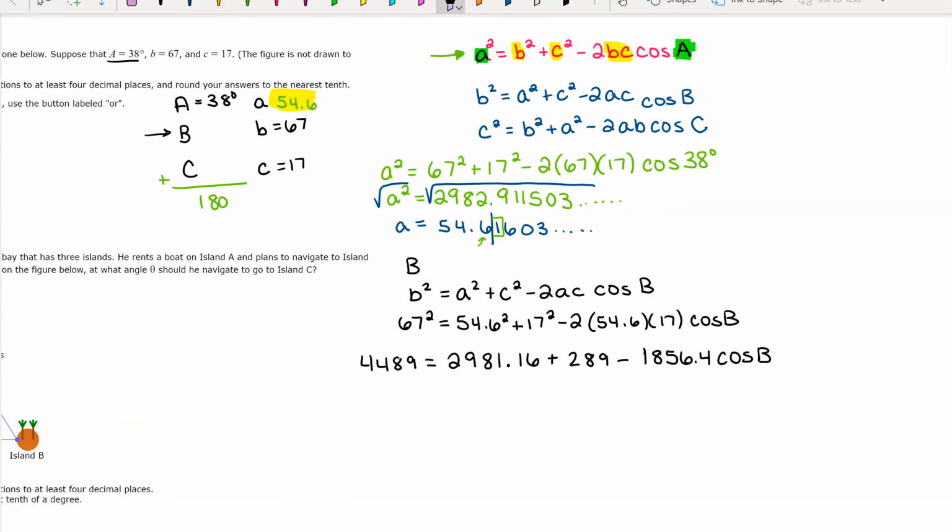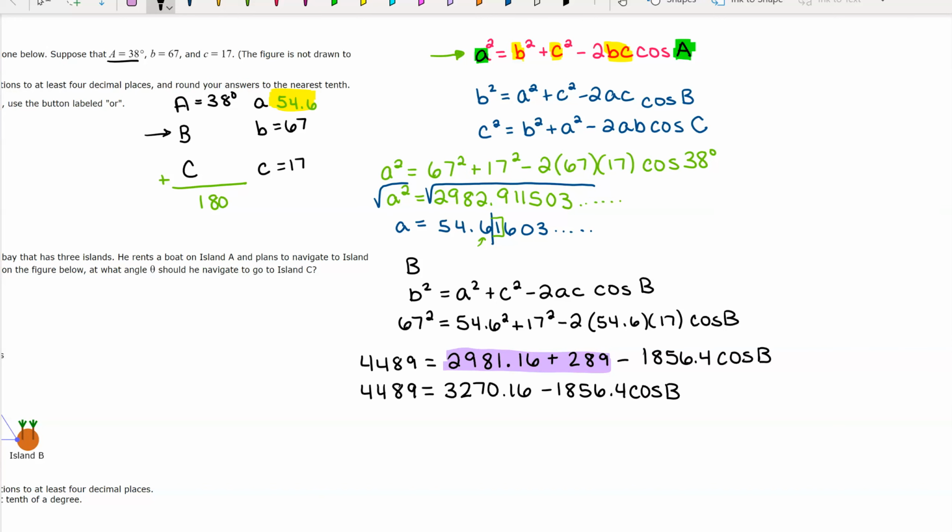Now, you can put these two together right here, but you cannot put them together with the 1856.4, because that has a cosine attached to it. So let me put these two numbers together just to make it look nicer. 2981.16 plus 289 equals 3,270.16. So I've got 4489 equals 3,270.16 minus 1856.4 times the cosine of B.